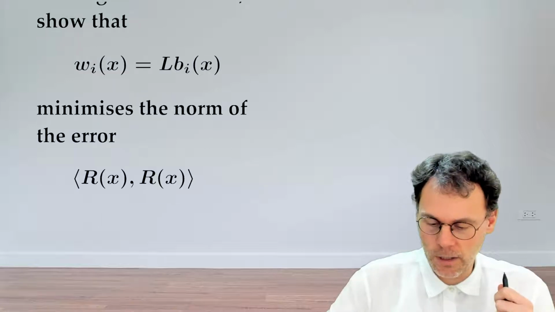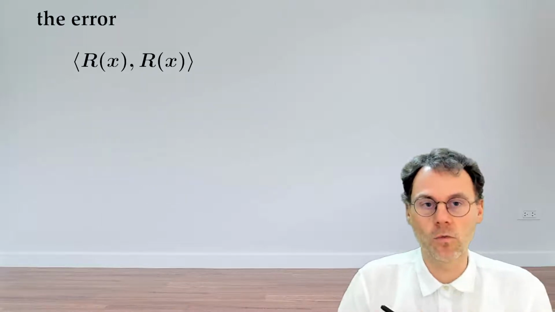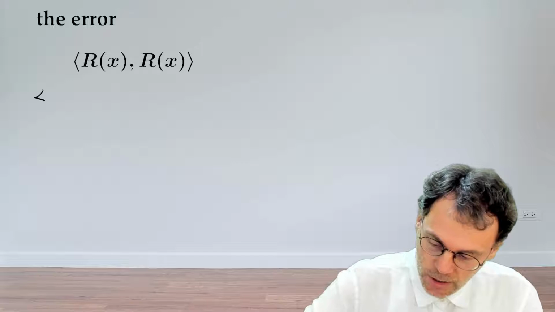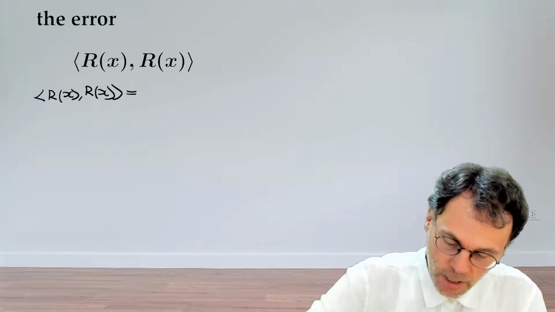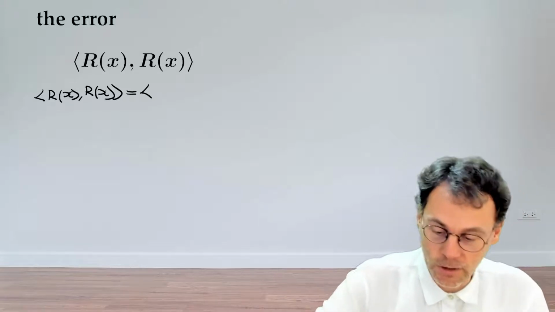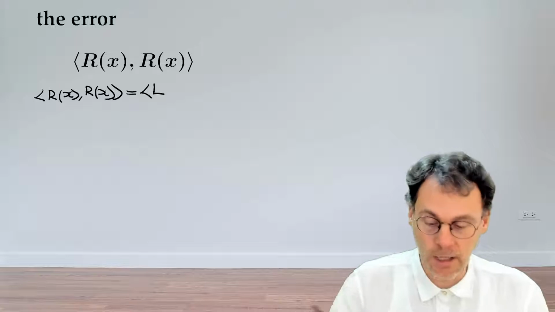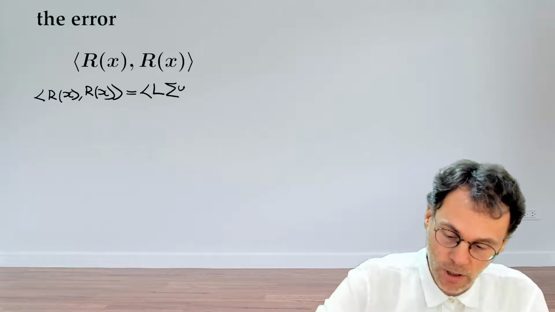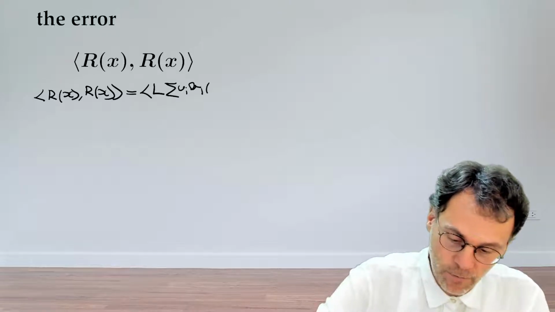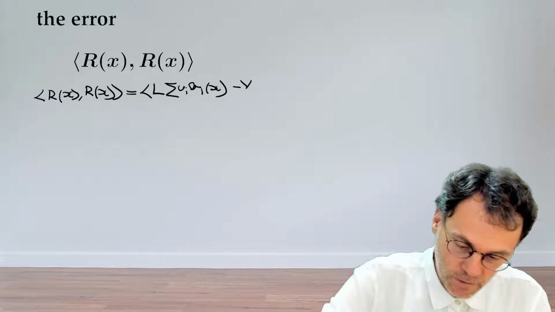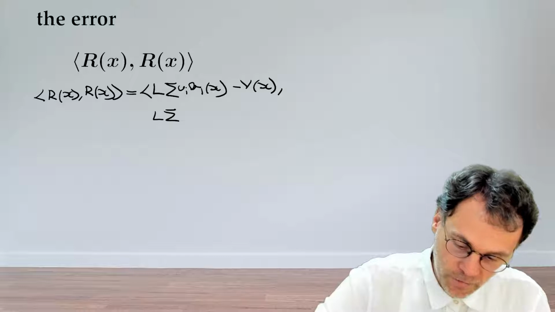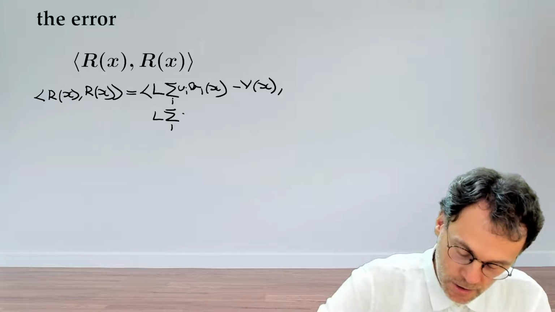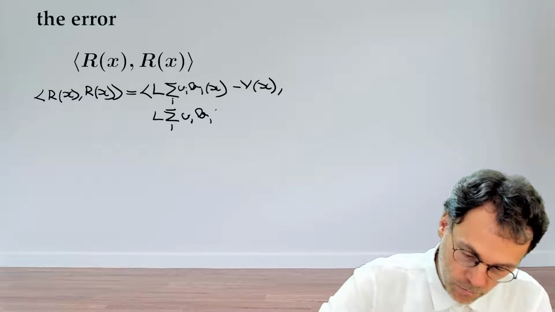Let's first of all explicitly write down what this energy in the residual is, or the norm squared of our error. So it's a scalar product of R with respect to R. And we know that our residual takes the following form. It's L operating upon some sum of ui bi of x minus v of x. So that's the form of the residual. So for the second factor, we can also then write that this is the following.